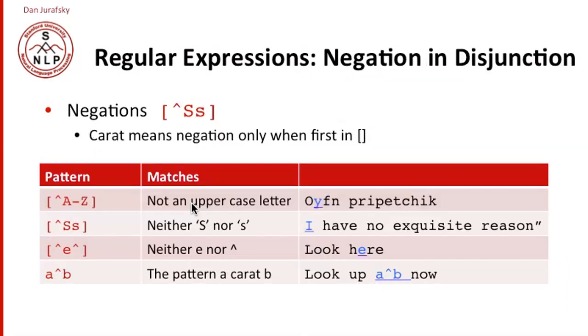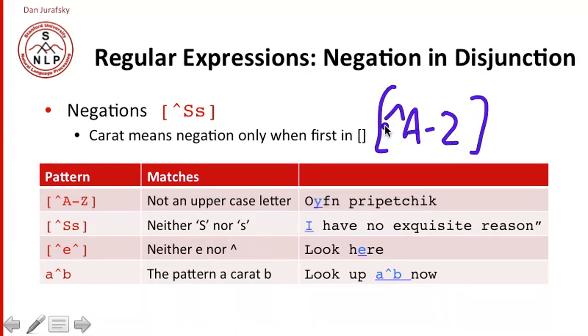Another kind of thing we might want to do in our regular expressions is negation in our disjunctions. We might want to say we don't want some kind of set of letters. So for example, we might want to say not a capital letter, and we can do that by saying caret A through Z in our square brackets. Caret, when it occurs right after the square bracket, means not. Caret A through Z, not a capital letter.